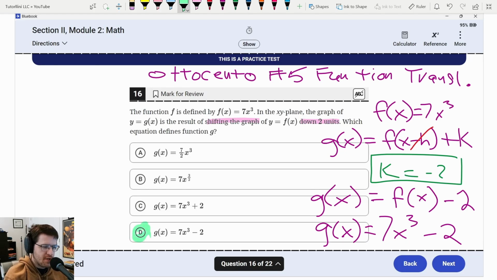I suppose if you were stuck, you could have graphed the original and then graphed the answer choices to see which one looks the same but just got moved 2 down. But you're going to get way harder questions where that's not going to work, so you really have to know how to do this. Definitely go check out that video I was talking about.